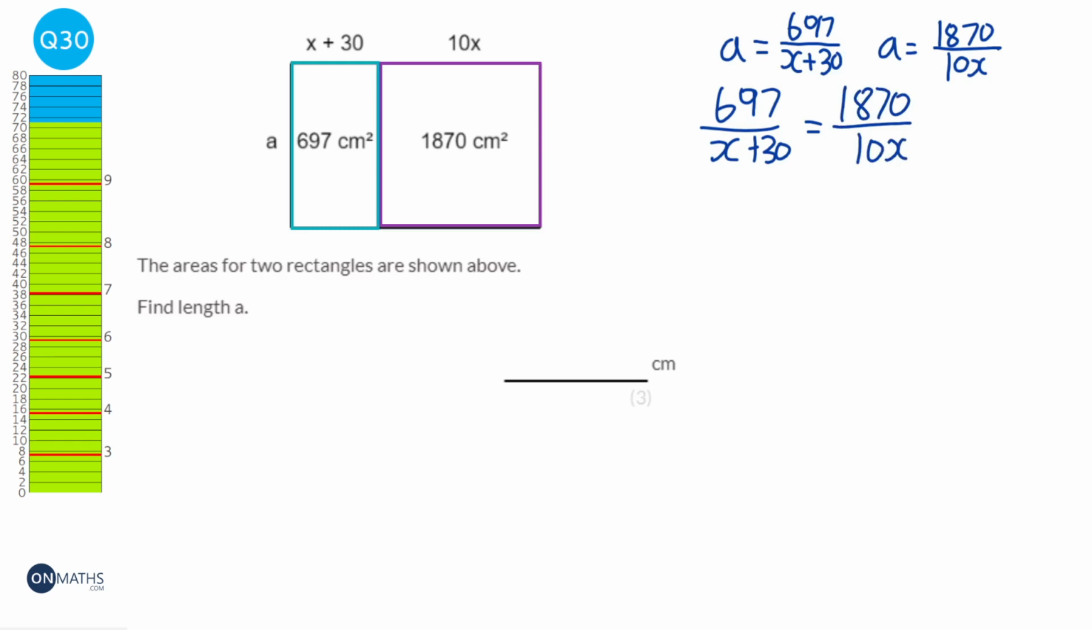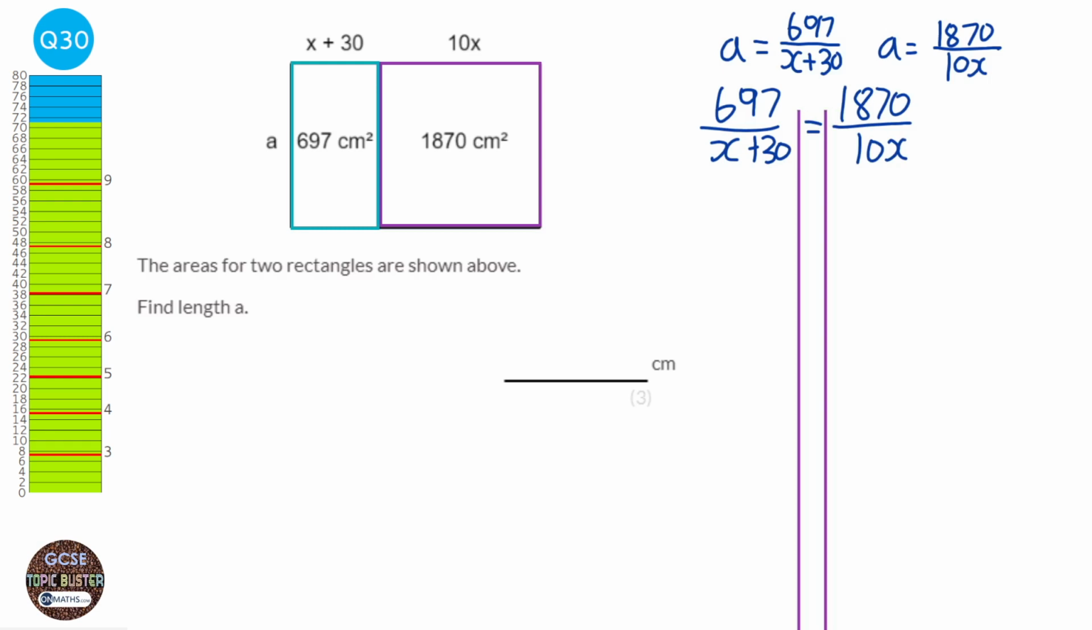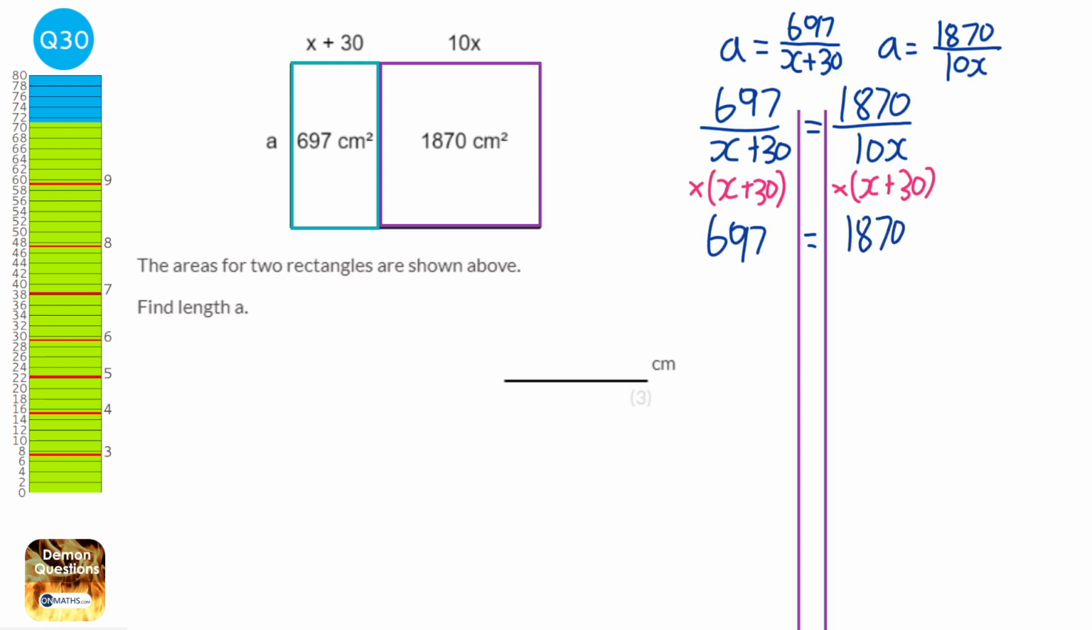So the first thing I'm going to do is put my lines in, because we are looking to solve. This is probably going to take a while. And I'm going to times both sides by the x plus 30, so I can get rid of the denominator on the left hand side. And so this will just be 697 on the left hand side, because that gets rid of the denominator. And it would be 1870 times x plus 30, and then all of that over 10x. Same thing again, but I'm going to get rid of the denominator on the right hand side, so I'm going to times both sides by 10x.